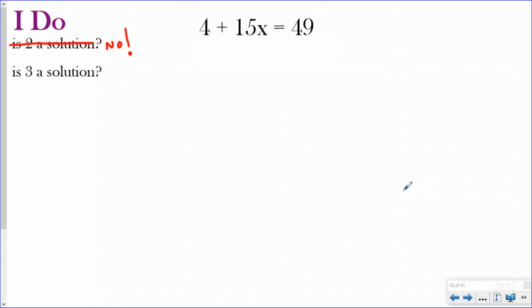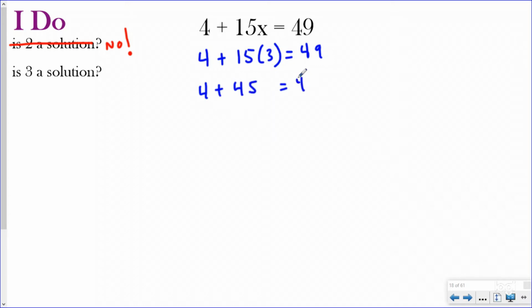Now let's erase that and see if 3 is in fact a solution. Anytime I see an x, I'm going to plug in a 3 for that. Equals 49, and I see that 4 plus 15 groups of 3 is going to be 45. I try to keep my equal signs underneath as much as possible. The hardest part about linear equations is being neat.